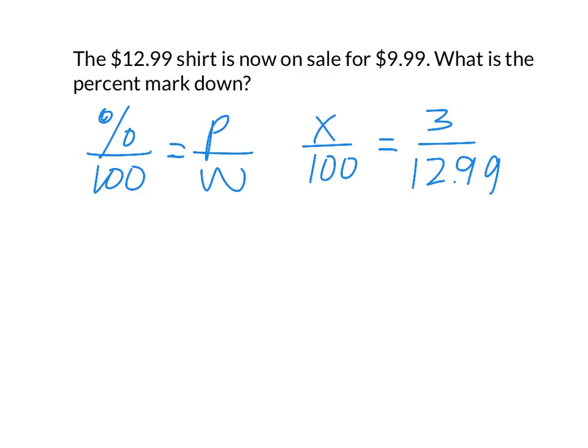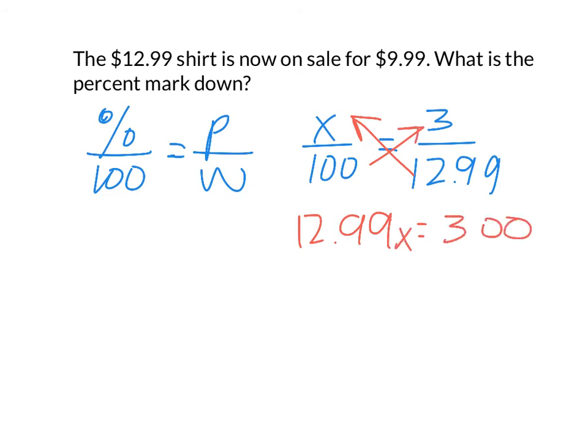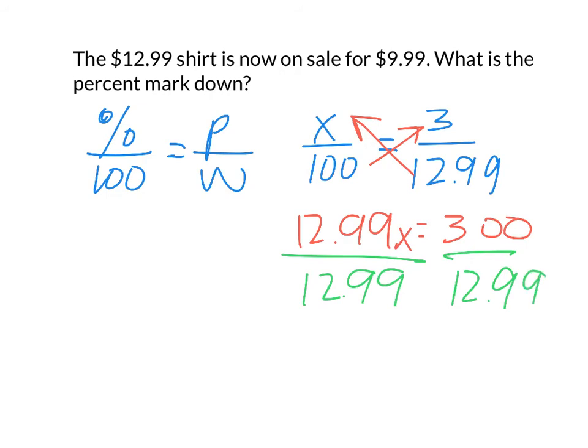And again, I'm going to cross multiply. 12.99x equals 300. Oh, got my x there. And then divide both sides by 12.99. And x equals 23.09. So if we're going to round to the nearest tenth of a percent, 23.1% marked down.